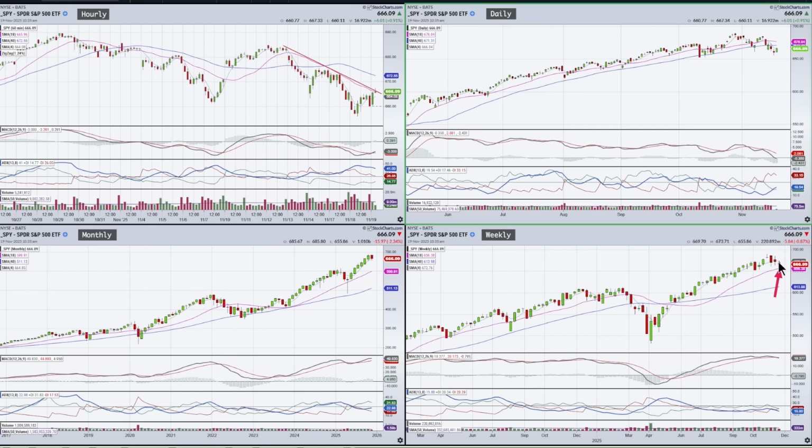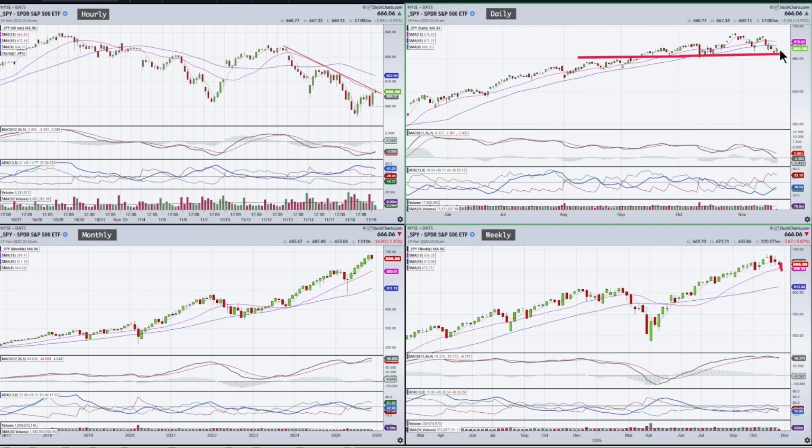Now, if we were to come down and violate that line and break it, then I would probably start looking at the next important area, which is this bar here. This was a big red bar that had no downside follow through from it. It also meets up with this little breakout area after this consolidation. So I think this 650 area is pretty important to monitor.